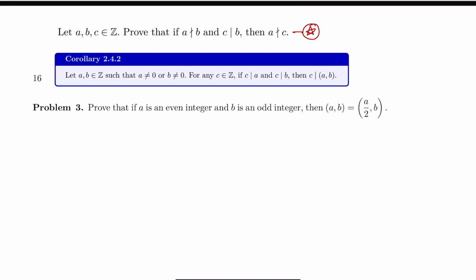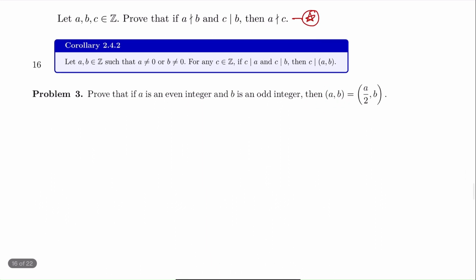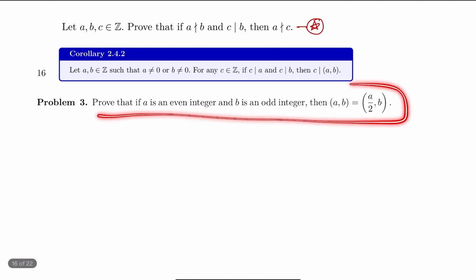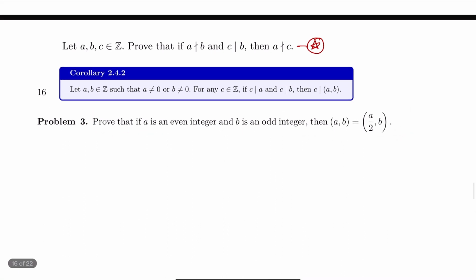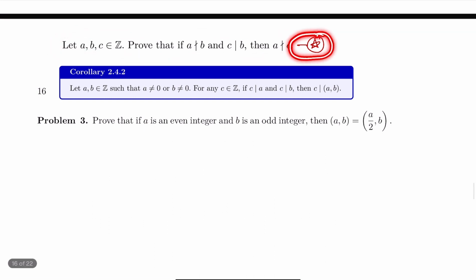In this video, I'm going to show that if a is an integer and b is an odd integer, then the greatest common divisor of a and b equals the greatest common divisor of a over 2 and b. Now, to prove this statement, I'm going to use two statements. I can call them theorem star and corollary 2.4.2. So let's start with this one.